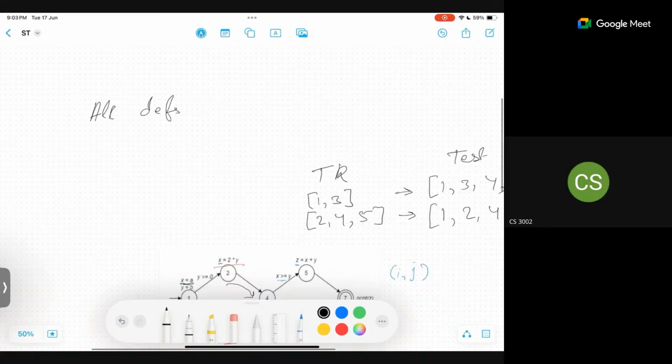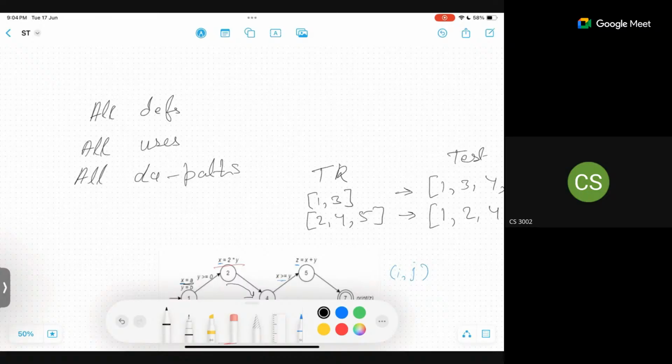This was the first one. All uses says, okay, so there's a slight nuance there. Let me just confirm it once from the definition. Coverage criteria. And the third one is all DU paths. I'll just write that down. All DU paths.